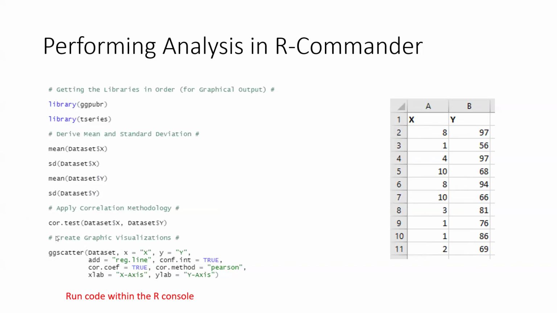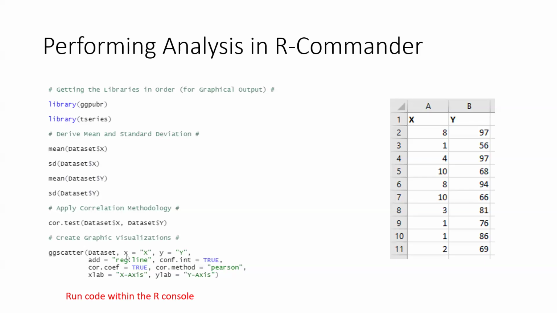And then in addition to that, we also want to create a graphical visualization. That's why we initiated these libraries, ggpubr and tseries, as our first bit of code. So with these libraries initiated, we can use the function ggscatter. ggscatter is our function. This is the name of whatever the dataset is. In our case, it's Dataset. If it were pencil, it'd be pencil. If it was fishbowl, it'd be fishbowl. If it was Dataset A, it'd be Dataset A.